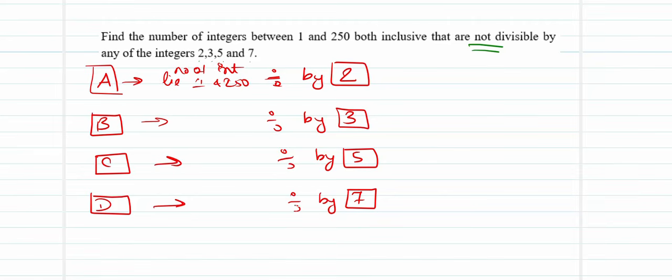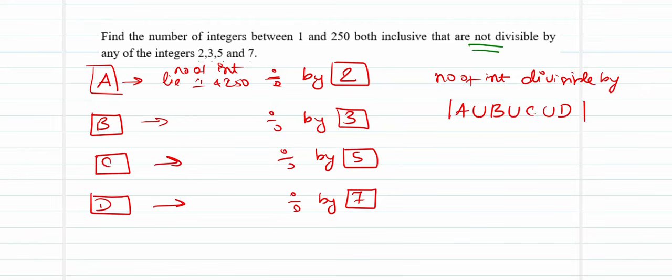In which case I will use the principle of inclusion and exclusion to find the number of integers that are divisible by any one of these numbers. So it will be the number of integers divisible by either A or B or C or D. Then from the universal set, what is going to be the universal set for me? Universal set is going to be 250 in number. From this 250, I will subtract the number of numbers that are divisible by any one of these. That will give me the numbers that are not divisible by any one of these.